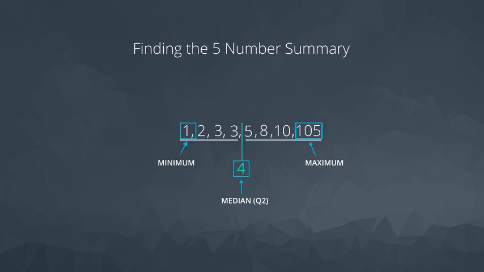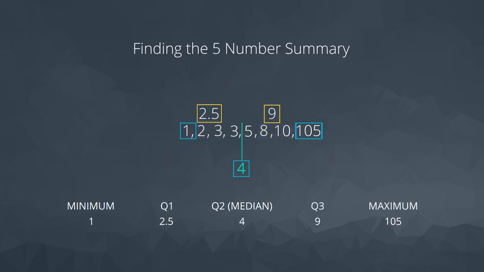Finding the median of each of these will provide Q1 and Q3. For this data set, Q1 will be the mean of these 2 values, and Q3 will be the mean of these 2 values. This provides our 5-number summary as the following. Once we've calculated all the values for the 5-number summary, finding the range and interquartile range is no problem.